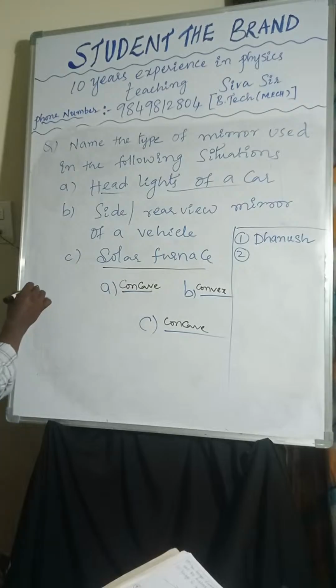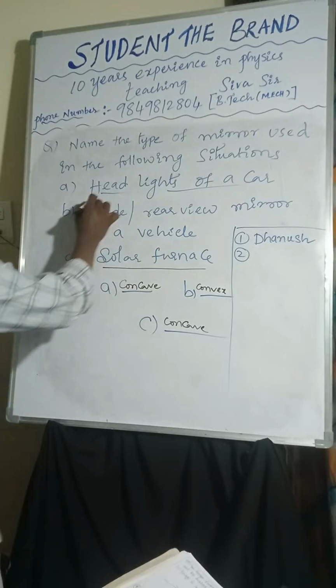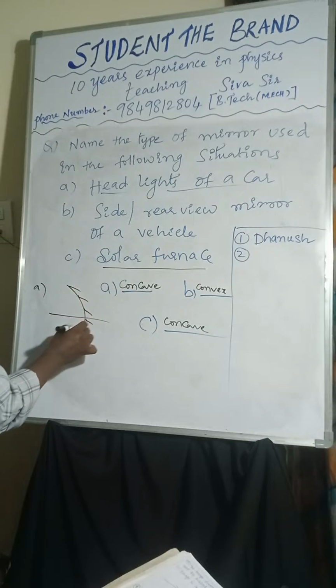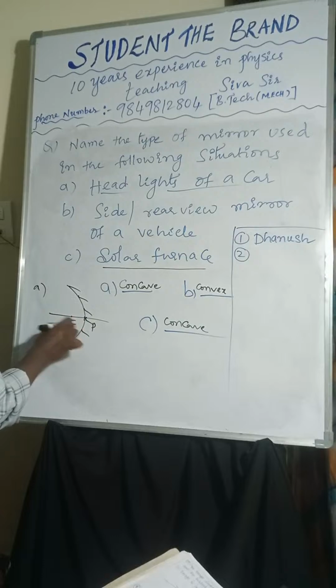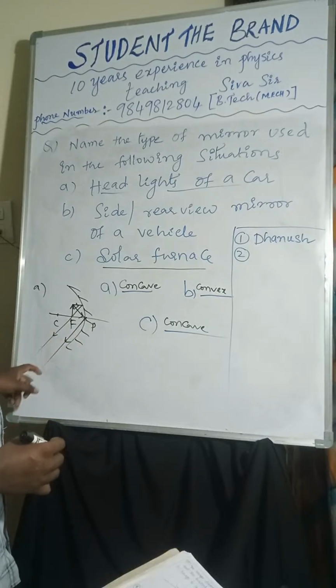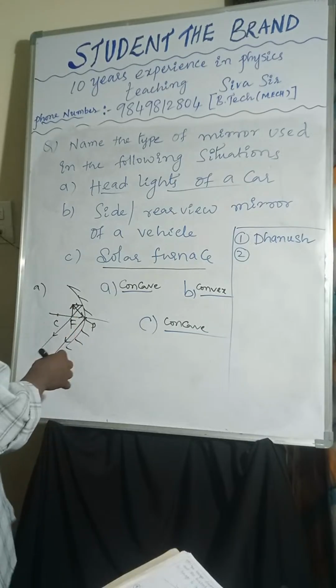The first diagram is headlights of a car. The object is placed at the focus. This is the pole, focus and center of curvature. The object is placed here. These light rays are coming like this, and they are parallel to each other. These light rays will meet at infinity.